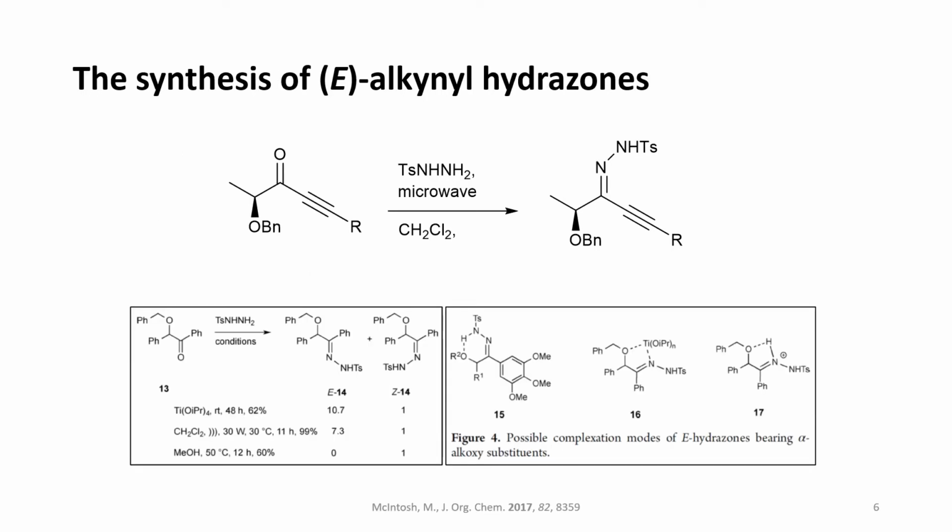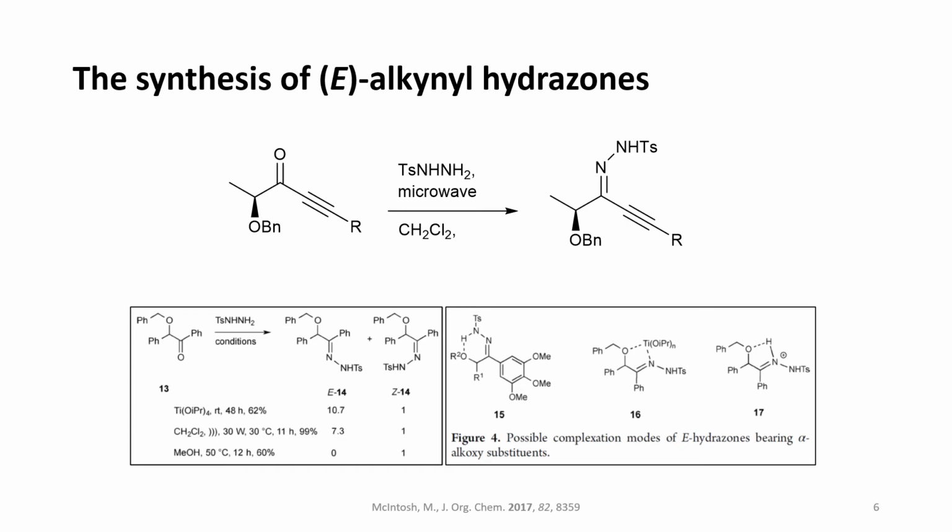The next step will be the synthesis of E-alkynyl hydrazones, and we will achieve this by taking the ynone and adding tosyl hydrazine to form this E-hydrazone. We want the E-hydrazone specifically because that form is required for a later reaction involving the formation of the allene using ADR. We know that we will get the E-hydrazone from this reaction based on a paper by McIntosh. He was using a similar reaction, and this lower left figure shows the results. As you can see, the E-hydrazone is highly favored over the Z-hydrazone.